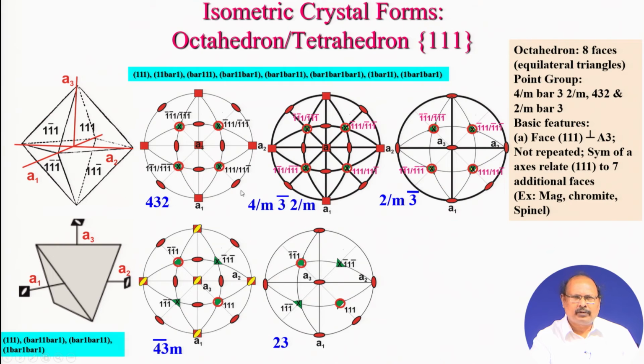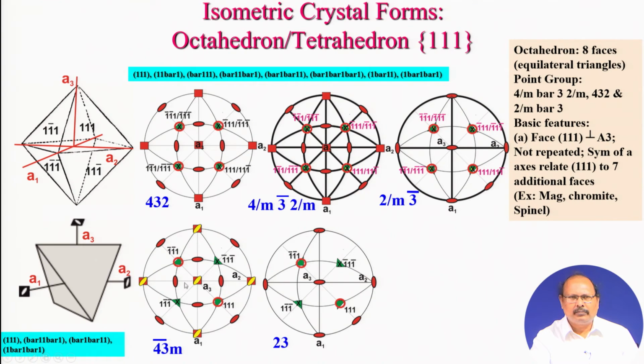But what happens to the same crystal face with the symbol 1 1 1 if the point group of symmetry changes to bar 4 3 m and 2 3? So, let us see what happens here.